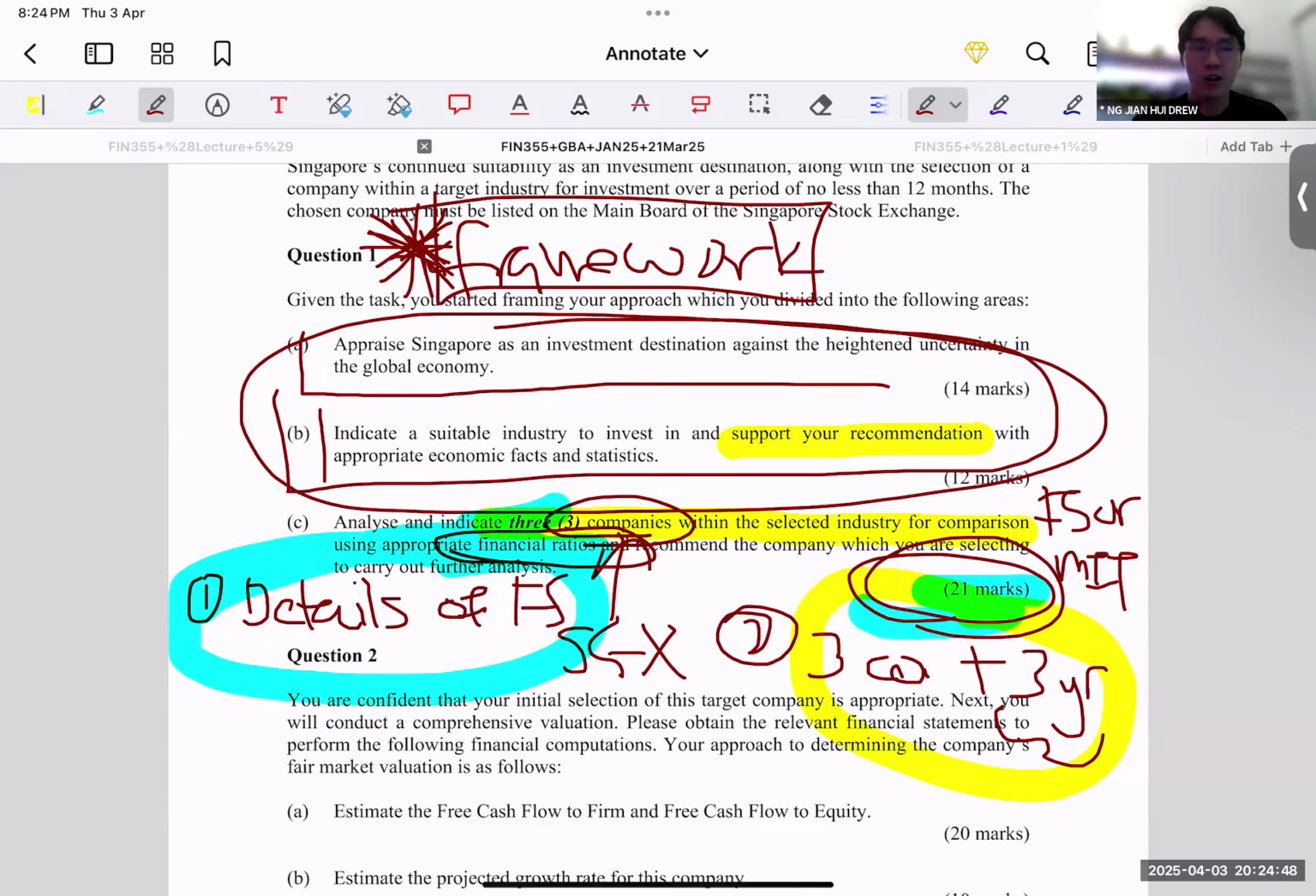That is probably in your level one module where the calculation of ratios gives you marks. But now in this module, we are really interested in your analysis of the ratio, right? Your write-up, maybe the three companies that you chose.